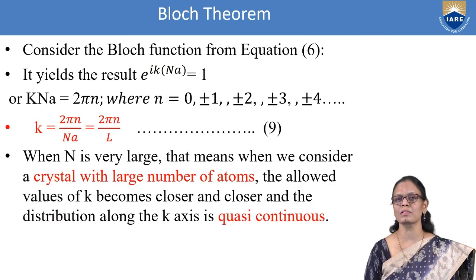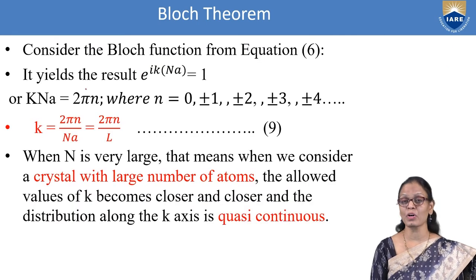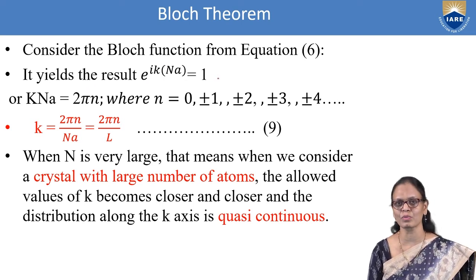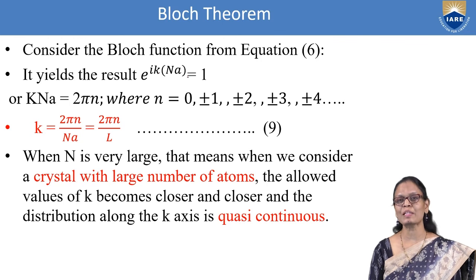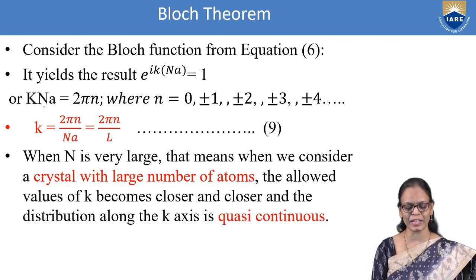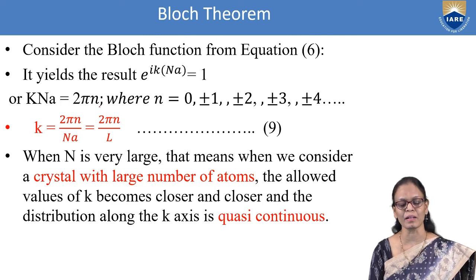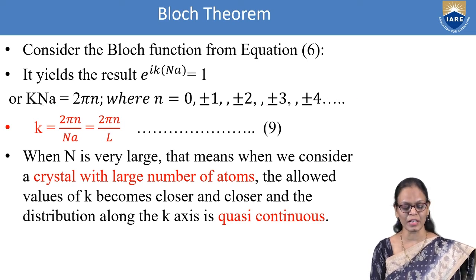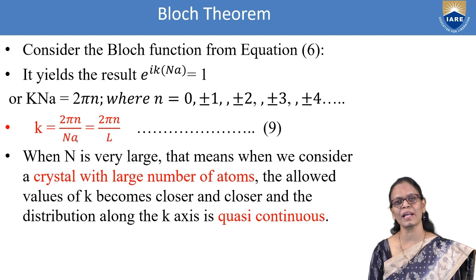Now, if you consider this Bloch function, and if you are substituting, because we have taken the result e power ikNa is equal to 1. So, when will the value of e power ikNa be equal to 1? Only when kNa is equal to 2 pi n, where n takes on the values 0, plus or minus 1, plus or minus 2, and so on. So, from this, what we can derive here is, because kNa is equal to 2 pi n, k can be written as 2 pi n upon Na.